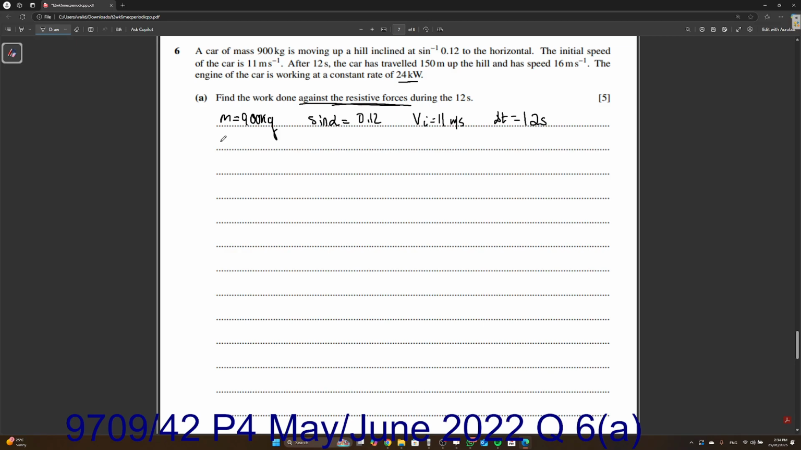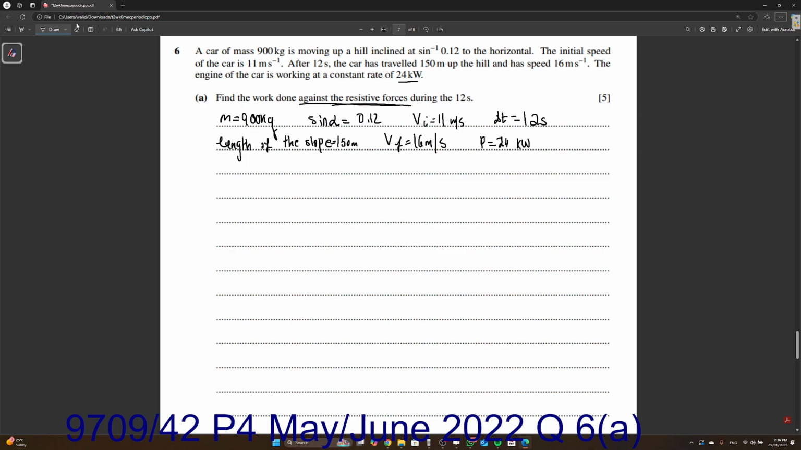So we can say that the length of the slope is 150 meters. This doesn't mean the height of the hill. V final is 16 meters per second, and the power is equal to 24 kilowatts. What do they want? They want the work done against the resistive forces during the 12 seconds.